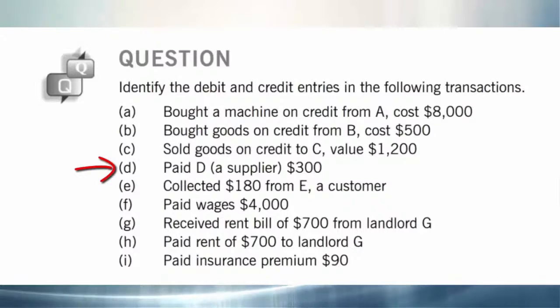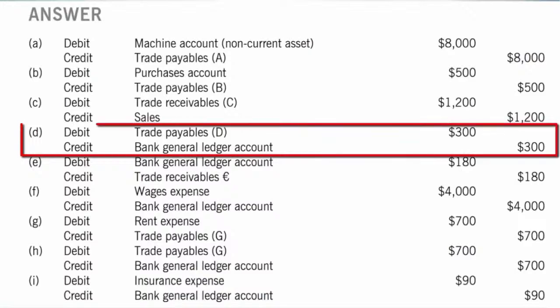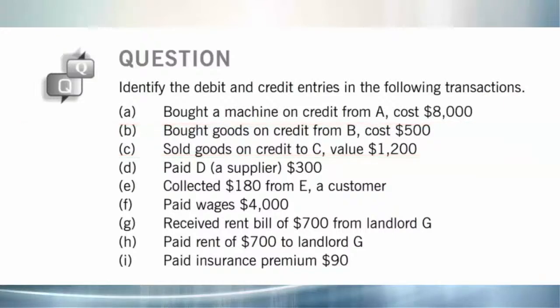Transaction D. Paid D, a supplier, $300. Explanation. The business paid a supplier, reducing the cash balance. A reduction in assets, cash, is recorded with a credit entry in the bank general ledger account. At the same time, the business reduces its liability to the supplier, D. A decrease in liabilities is recorded with a debit entry in the trade payables account, D. Entry. Debit trade payables account, D, for $300. Credit bank general ledger account for $300.